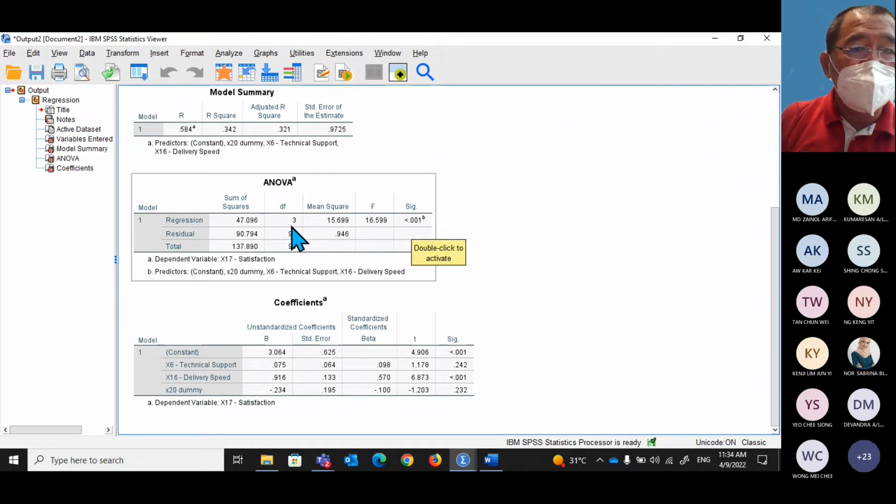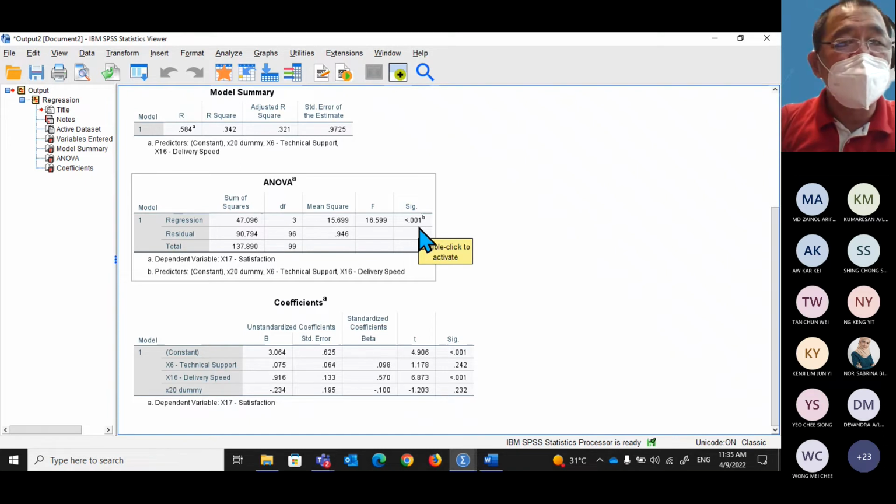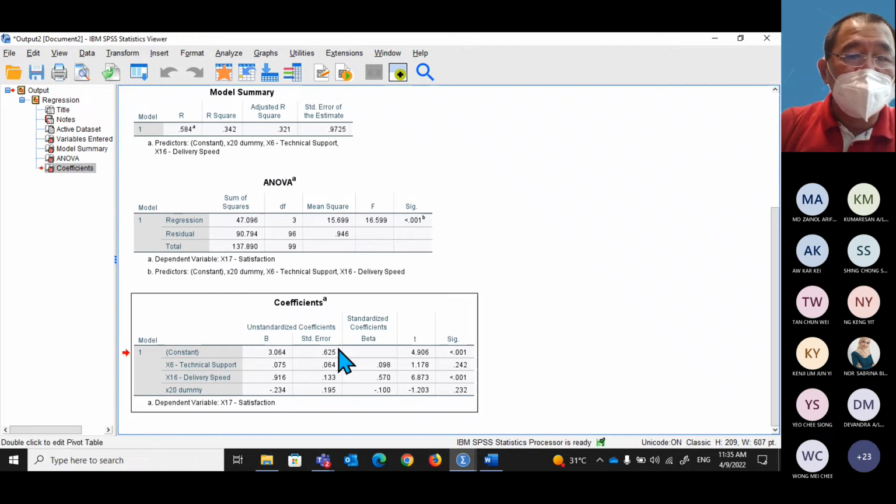I want to highlight one more thing, only the degree of freedom. Now here we have three, because we have three independent variables. For the residual, the DF is 96, because 100 minus K minus 1. For now 96, because 100 minus 4 is 96. The total is still the same because it's 100 minus 1. Therefore, here still significant because the p value is very, very small, even smaller than 5% or 1%.